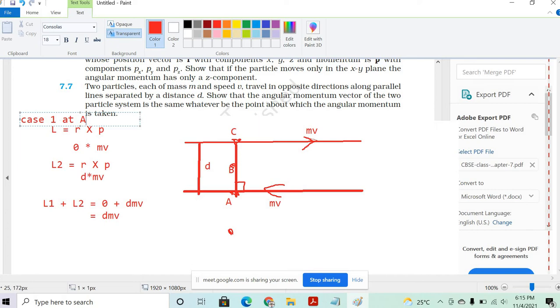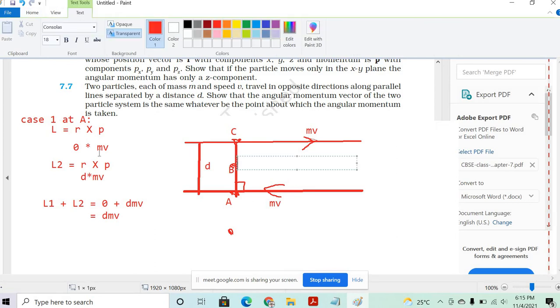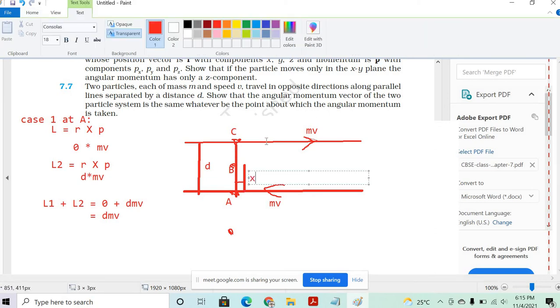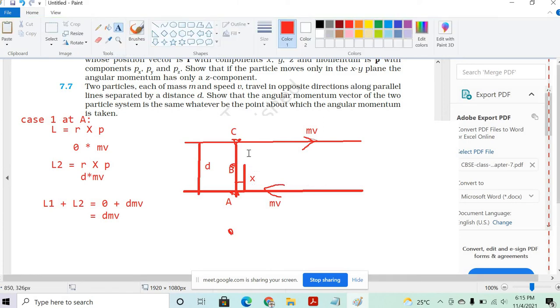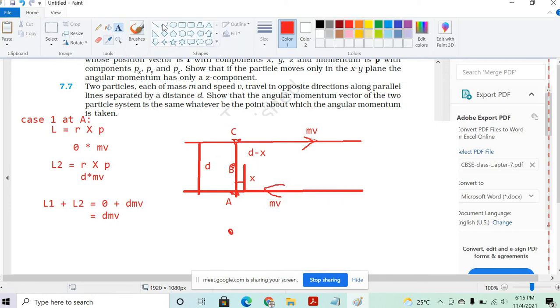At A, fine. Next, let's consider the angular momentum at point B. Let's say the perpendicular distance from the bottom line is x. Then the distance up above to the other line will be d minus x.